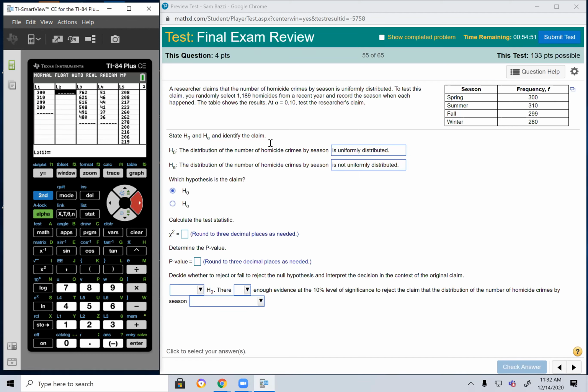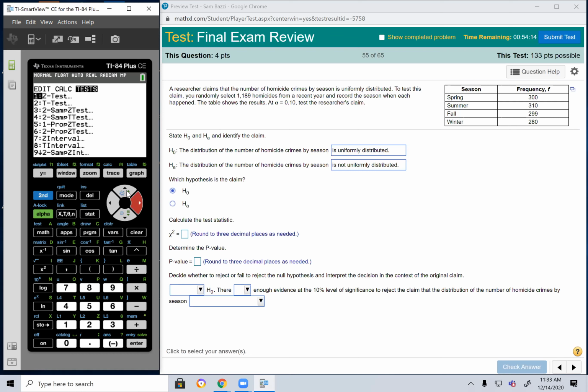For L2, uniform means they are the same. These are the expected values. So look what you do, guys. You take this total here and divide it by the number of categories. So you have 1,189 divided by 4. If you had 5 categories, you divide it by 5. So 1,189 divided by 4 is 297.25, everybody, 297.25, 297.25. That's it.